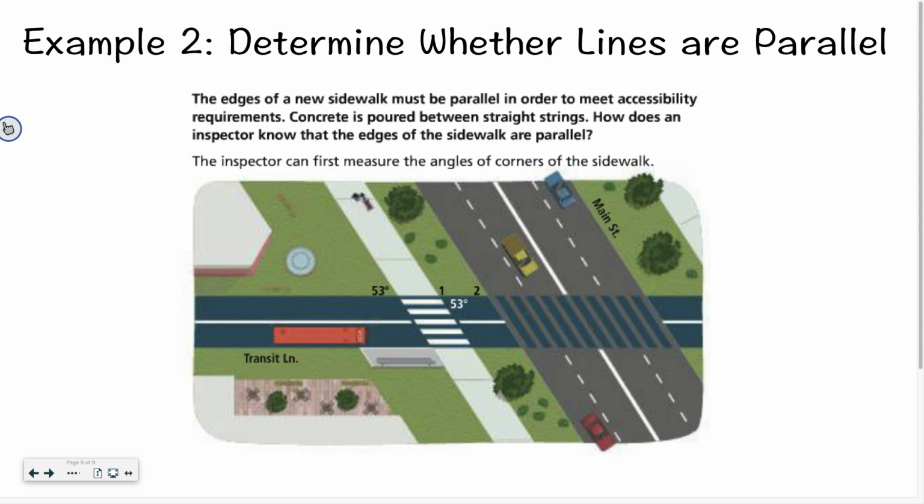The problem that we're given: the edges of a new sidewalk must be parallel in order to meet accessibility requirements. Concrete is poured between straight strings. How does an inspector know that the edges of the sidewalk are parallel? Okay. So the way that the inspector can know is he can first measure all of the angles at the corners of the sidewalk, right? And if he does that, we can see that we have a 53-degree angle here and a 53-degree angle here. And if we're looking at the sidewalk, here's one edge, here's the other, and we want to know, are they parallel?